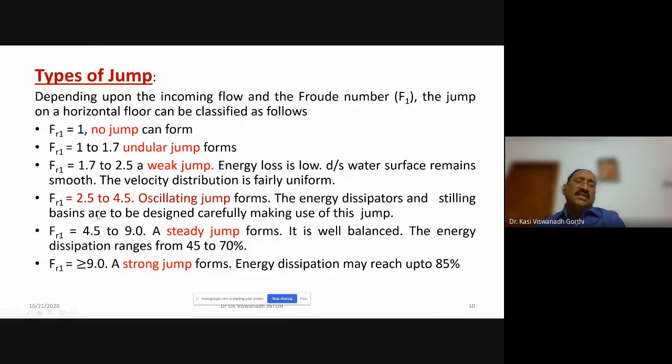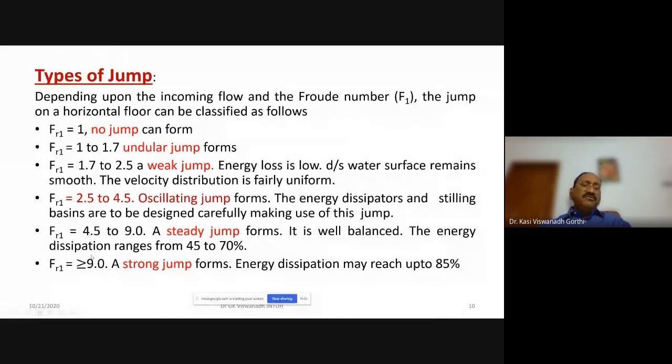So at this stage, where the value of the Froude number is between 2.5 to 4.5, which is called the oscillating jump, we need to design the proper energy dissipator and stilling basin of the apron at the downstream foot of the spillway. When the value of the Froude number is between 4.5 to 9, it is called steady jump, and it is a well-balanced jump.